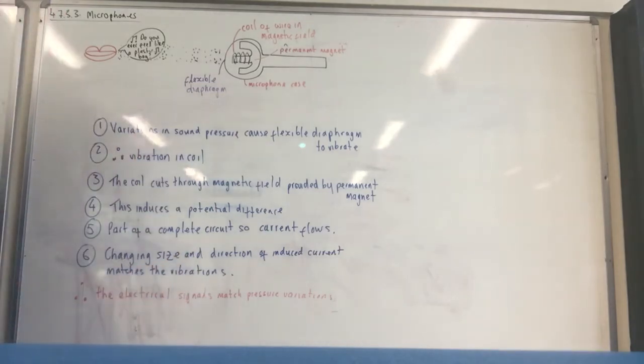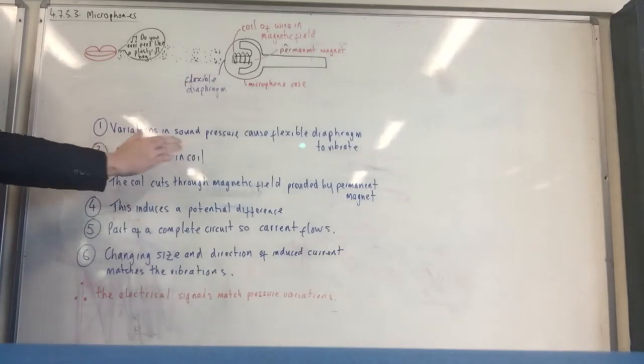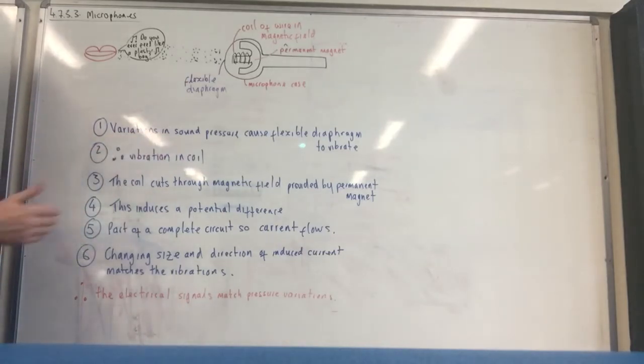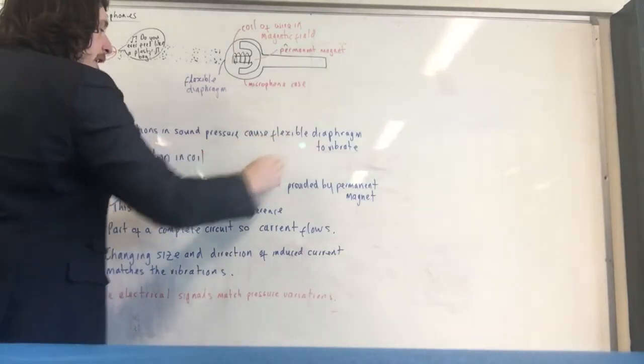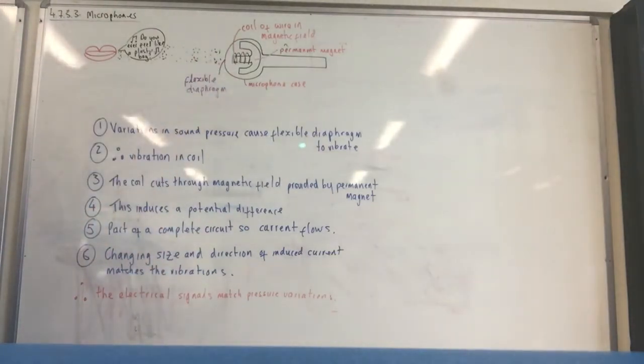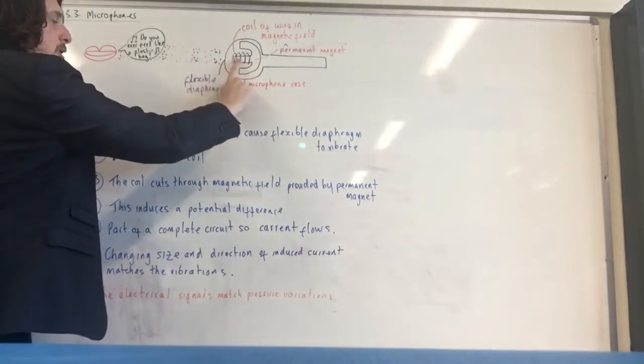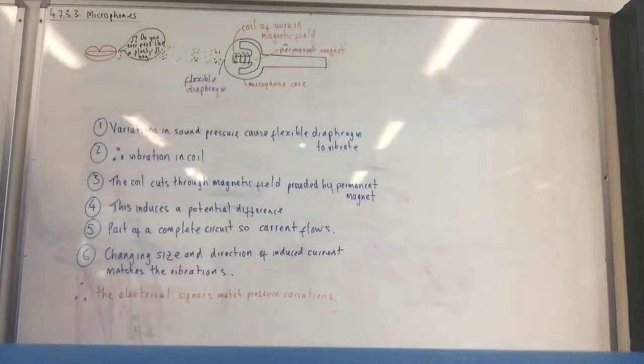So let's go through this step by step. That longitudinal wave causes variations in sound pressure, and because of that, it moves the flexible diaphragm, so that vibrates at the front. Because the diaphragm is vibrating, that coil starts to move backwards and forwards.